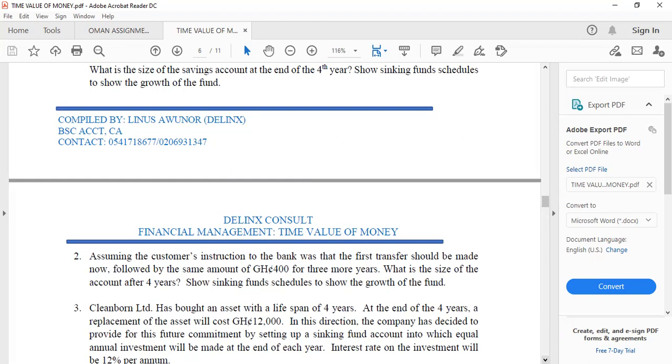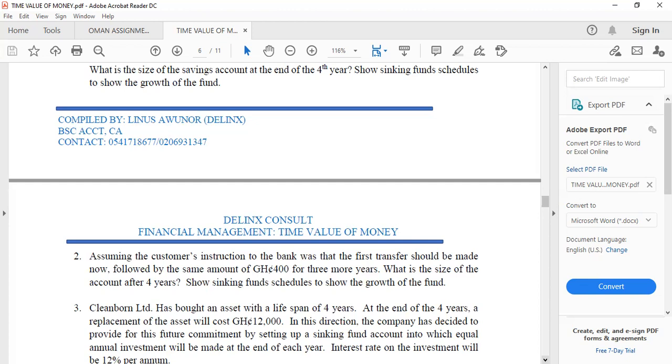Okay, let's look at the second one. Assuming the customer's instruction to the bank was the first transfer should be made now, followed by the same amount of 400 for 3 more years. What is the size of the account after 4 years? Show sinking fund schedules to show the growth of the fund. Are you okay? So you can see that this one is going to be annuity what?